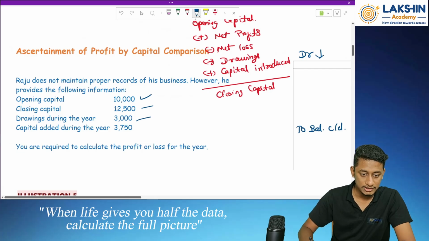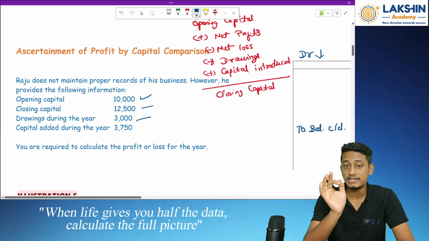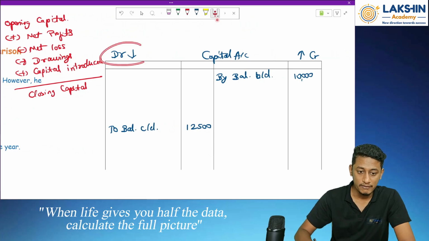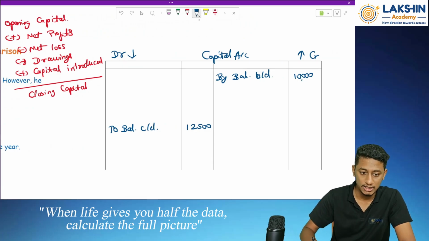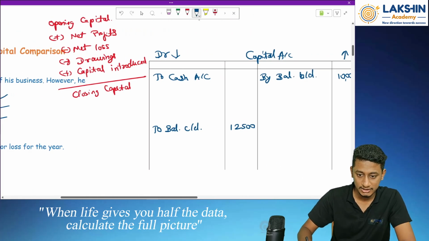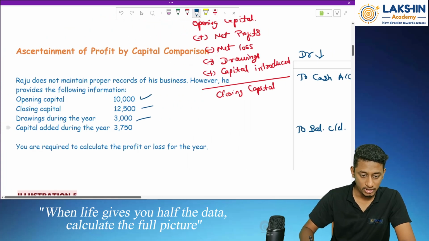We have drawings. So drawings always reduce the value of capital. So whenever I need to reduce the value of capital, what will I do? I will debit the account. So on the debit side, to drawings. Sorry, not to drawings, to cash account. To cash, because I have withdrawn some money, right? So to cash account. My cash is going out of the business. Rupees 3,000. Okay. Then what else is given?